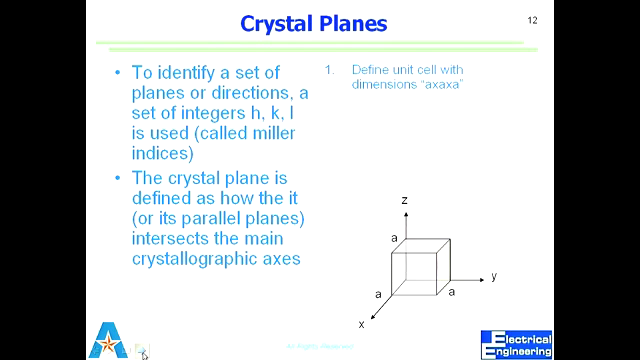How do we identify these planes? It's something called Miller indices. Miller was probably the name of the gentleman who came up with this framework of classifying crystals. So what we do is we take a unit cell and we align it to the axes. So we say on each side the length is A.